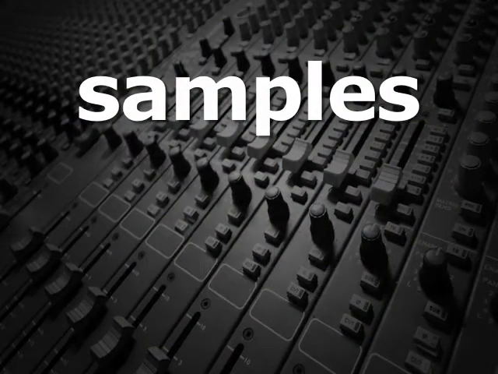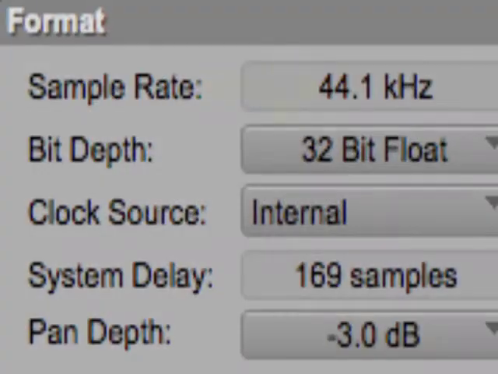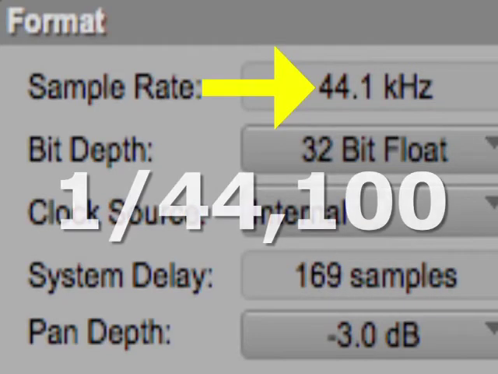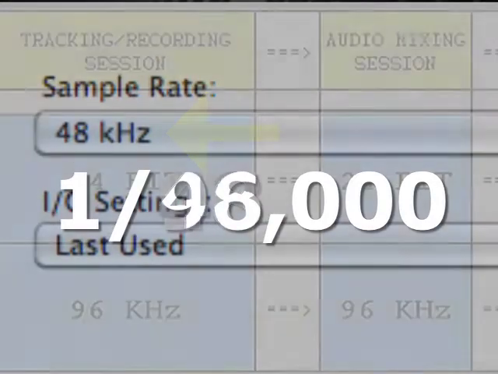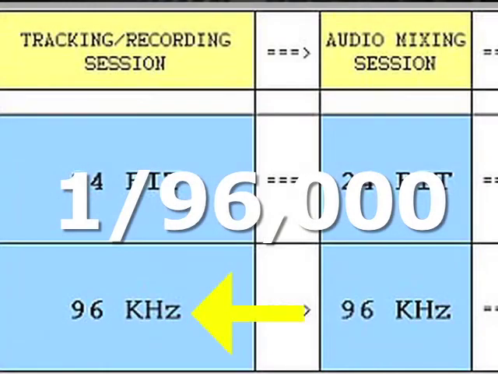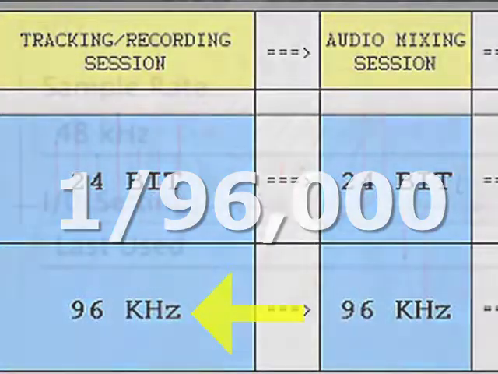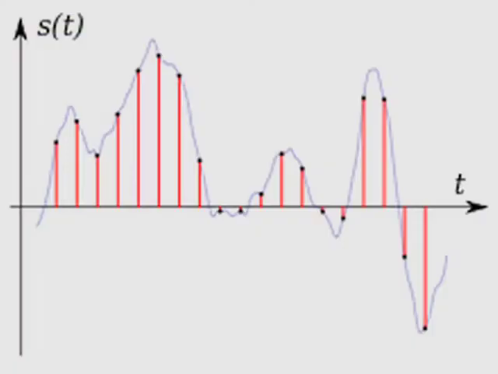A sample is a function of time. The length of a sample is the reciprocal of the session's sample rate. For example, the sample length could be 1/44,100th or 1/48,000th of a second, or even smaller depending on the sample rate. The higher the sample rate, the smaller the sample. Most audio files are measured in samples since they're recorded that way.